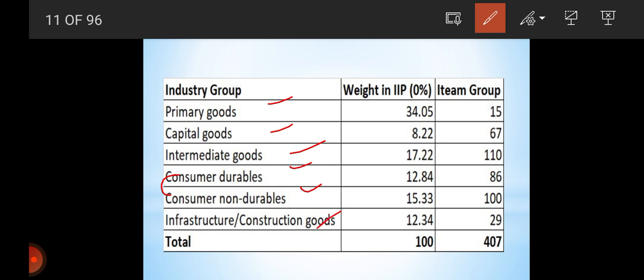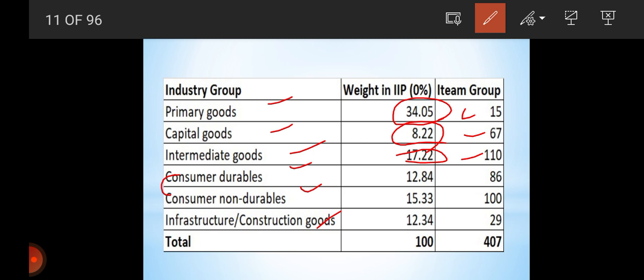So as per the group of industries, which industry having more weightage, that is a primary goods. प्राइमरी गुड्स का वेटेज कितना है आईआईपी में, 34.05%, एंड इट कवर टोटल 15 आइटम ग्रुप. कैपिटल गुड्स का वेटेज कितना है, 8.22, इट कवर टोटल 67 गुड्स. इंटरमीडिएट गुड्स का वेटेज कितना है, 17.22, इट कवर टोटल 110 गुड्स.